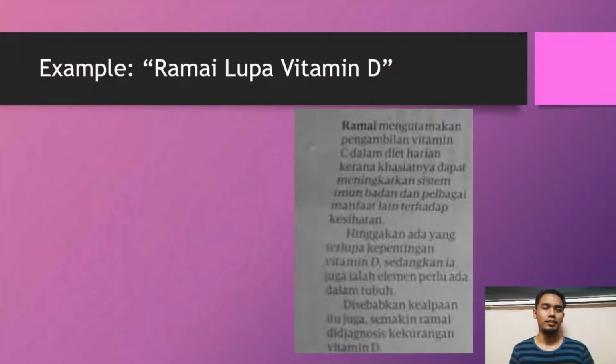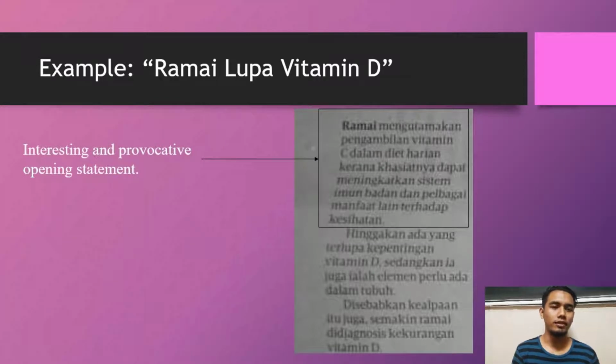As for introduction, there are several steps that can help to enhance our future writing to make readers become hooked to our writing. Okay, the first step is we can write the first paragraph with interesting and provocative opening statement. For example, in this future writing, the headline is Ramai Lupa Vitamin D, but in the first paragraph, it wrote about people taking vitamin C as the main vitamin for themselves because it can enhance their immunization.